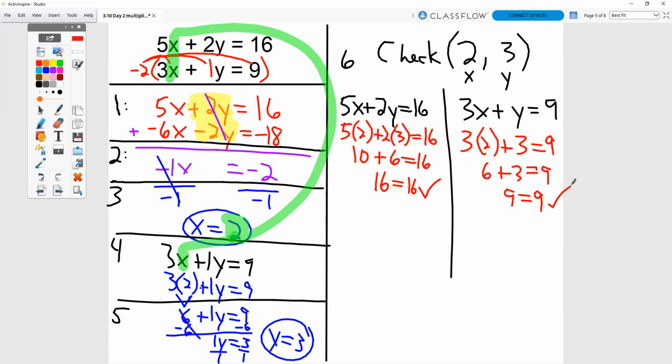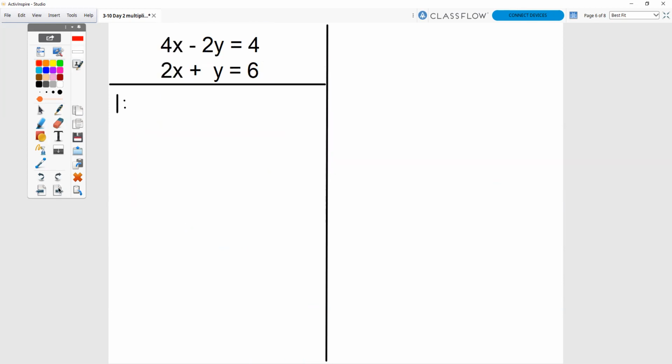Let's try it without using the boxes, all right? The boxes become very in the way after a while. Let's try and do one without the boxes. So my first step is I'm going to put a 1 in front of my y. I'm trying to create opposites with my y's because that's where the 1 is.